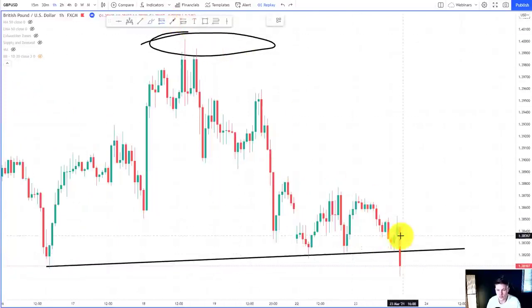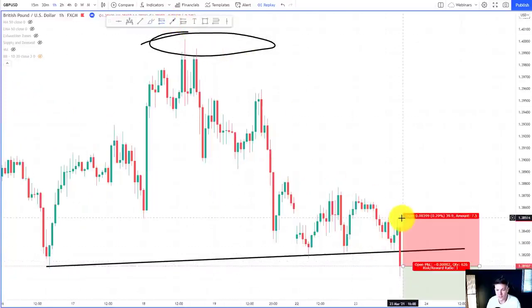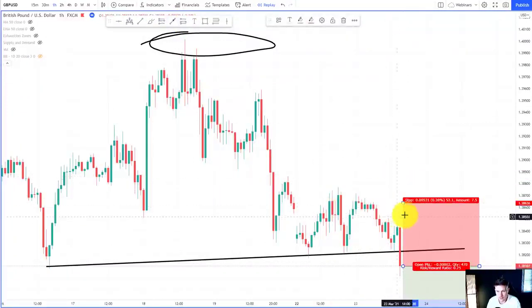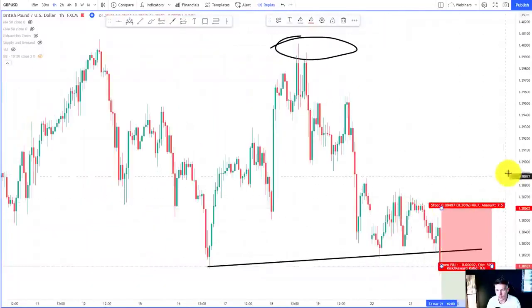And let's assume we get in here. Stops, again, very simple, keep it above the high, or if you want to be a little bit more aggressive, keep it above the lower bounce. So here's the lower bounce.